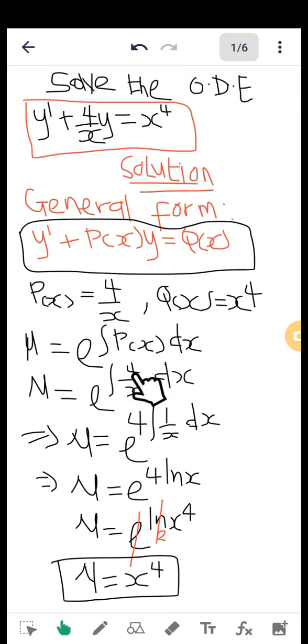So from this place, my 4 is constant, so my 4 can come out, leaving 1 over x. So when I multiply 4 by 1 over x, I'm getting 4 over x. It's the same thing. Nothing has been done to the equation. So from this place, I will integrate the 1 over x. You know that when I integrate 1 over x, it's a function and a derivative. The denominator is x. That's a function.